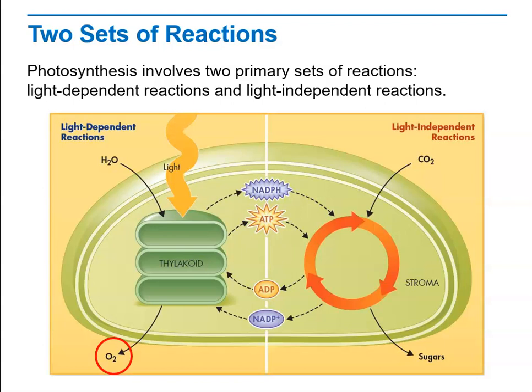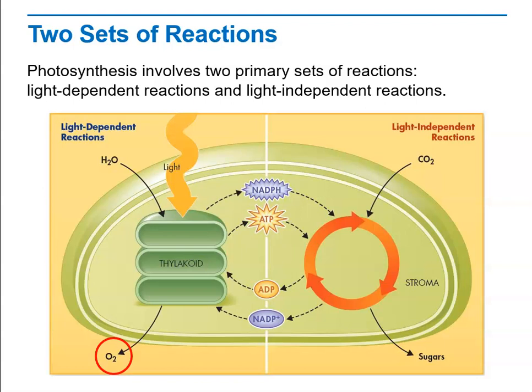In the light-dependent reactions, the photosynthetic organism takes in water, and then it takes in light energy, and it uses the hydrogen from the water to form that NADPH. So the H is taken away from the water, the oxygen is removed, and the oxygen goes back to the atmosphere.